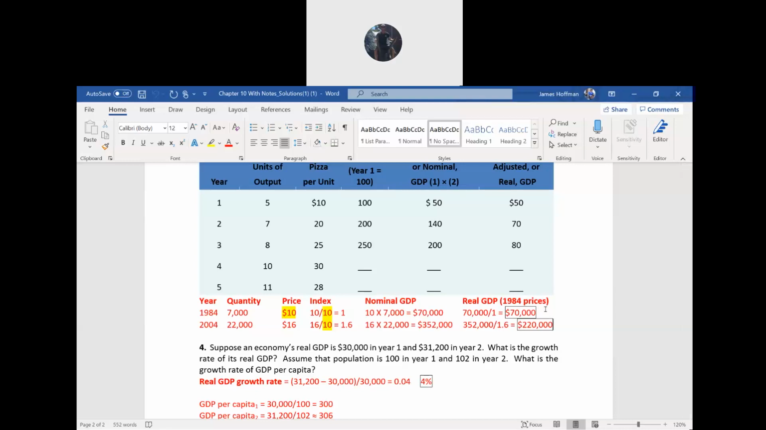So you'll see that the effect is not so great when you adjust for inflation, because the price of chicken went up by a little over 150%.